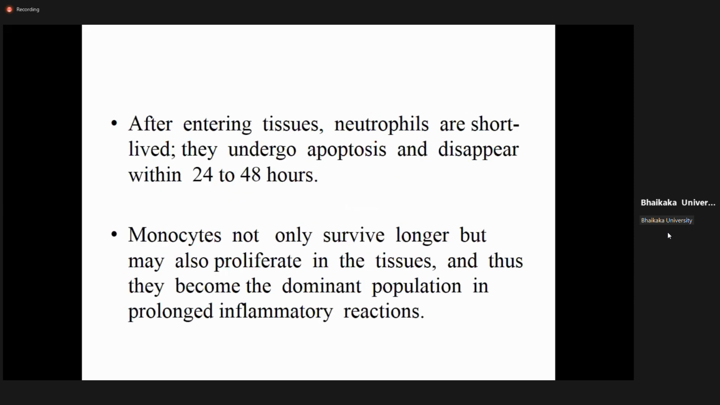But after they enter the tissue, neutrophils are short-lived. They undergo apoptosis and disappear within 24 to 48 hours. On the other hand, monocytes or macrophages not only survive longer, but may proliferate in the tissues. And in a way, they become the dominant cell population in the prolonged inflammatory process. Apart from inflammation, macrophages also play a role in the repair process. They produce certain growth factors and other mediators which help in the repair process.